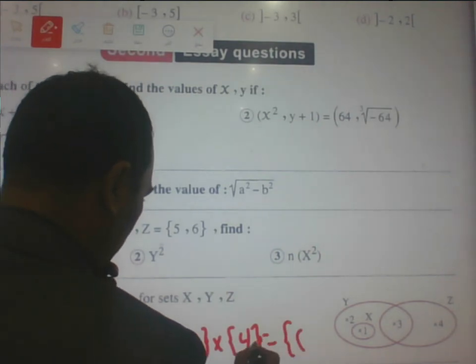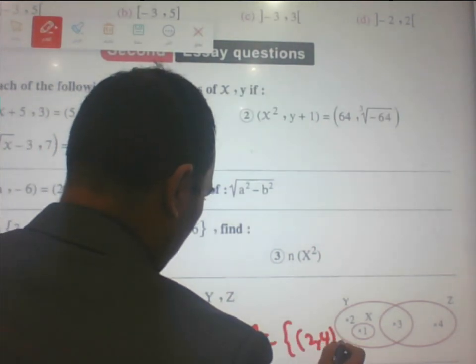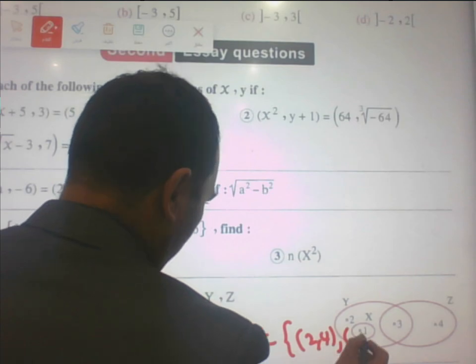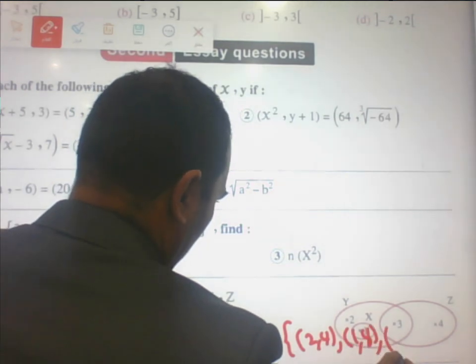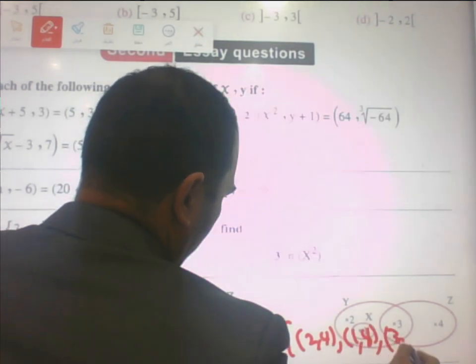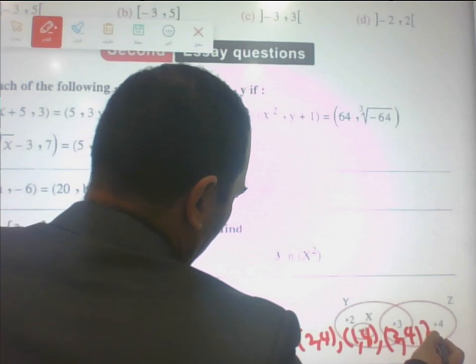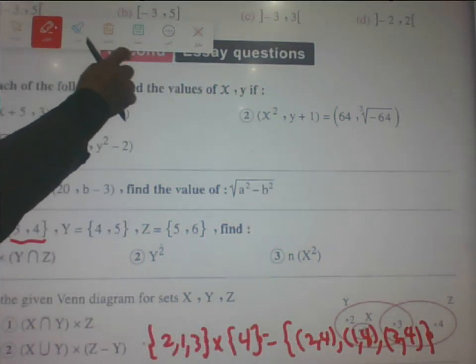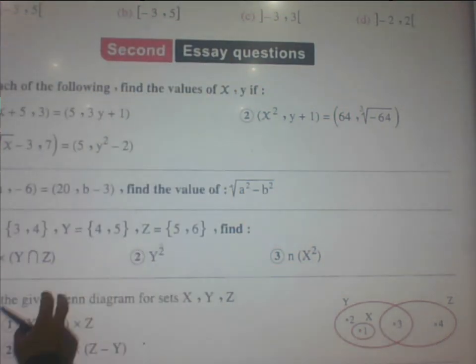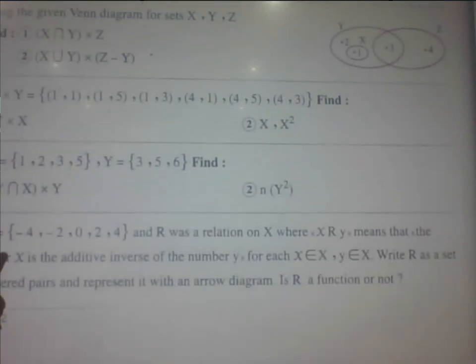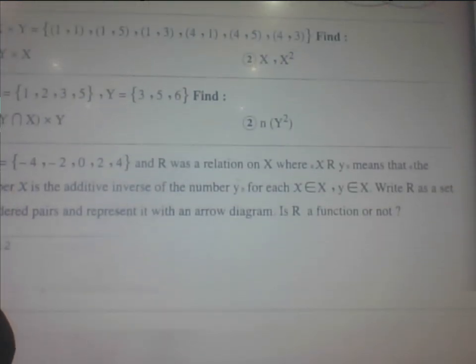The first order 2 and 4, and second 1 and 4, and third 3 and 4. Okay, this is question number 4, our Cartesian product. Number 5, the same question.